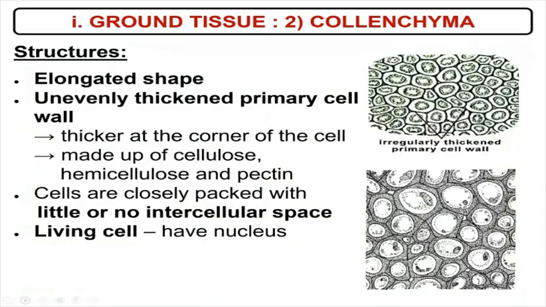Next is collenchyma. Collenchyma has an elongated shape. Elongated not in the sense of cross section ni. Elongated ni maksudnya kalau cross section kita tengok ke bawah. Okay, dia memanjang ke bawah. Ini maksud collenchyma. Jadi kalau kita potong kat tengah, cross section kat sini, kita akan nampak bentuk yang sama macam di atas.